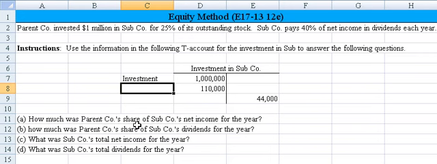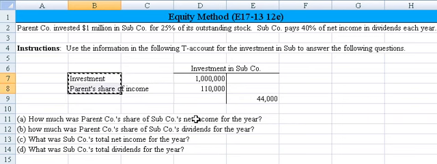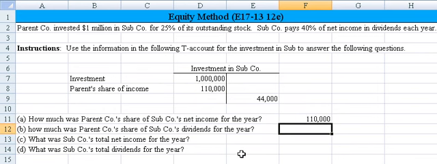How much was parent company's share of income? Well, when we use the equity method of accounting for an investment in a subsidiary, we increase the investment account when the sub incurs income. So that 110,000 must have been the parent's share of the income. And you know what I'm going to do is slide both of these over so we can read them. Okay, so that's the 110,000 right there. So if I start dropping down the answers, it's 110 is the answer to A.